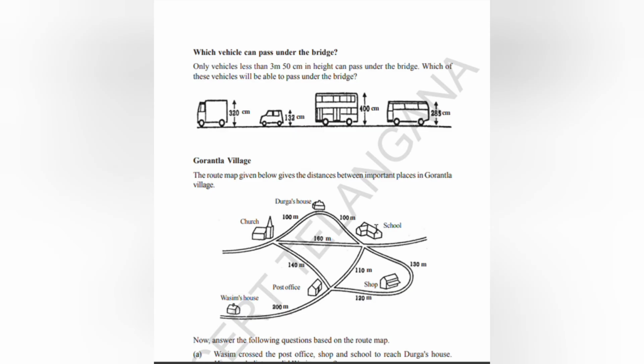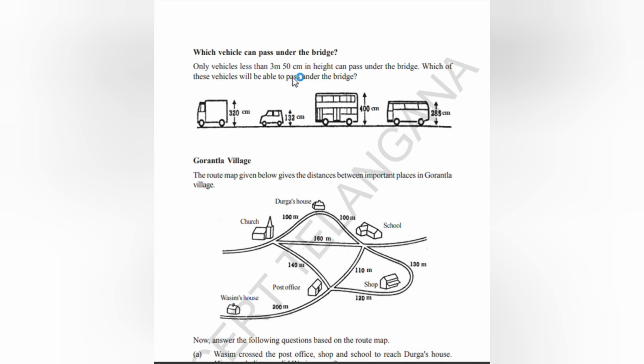Which vehicles can pass under the bridge? That is what is given here. Only vehicles less than 3 meter 50 centimeter height can pass under the bridge. Which of the vehicles will be able to pass under the bridge? What is the question here? Vehicles less than 3 meter 50 centimeter.